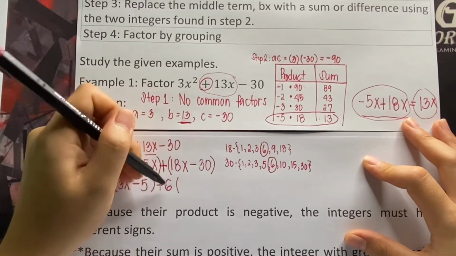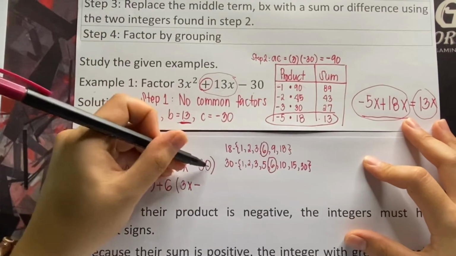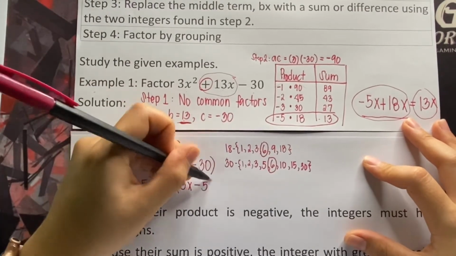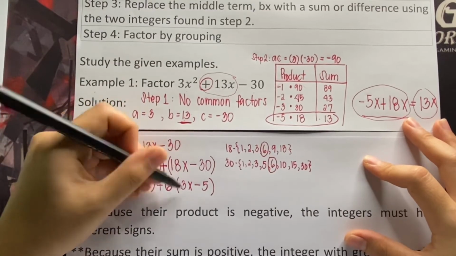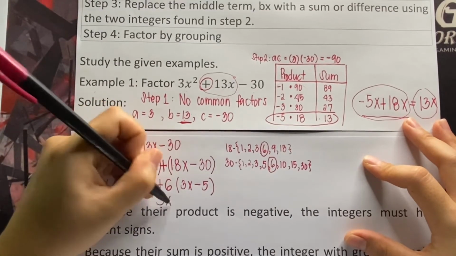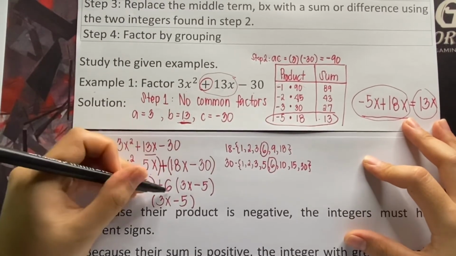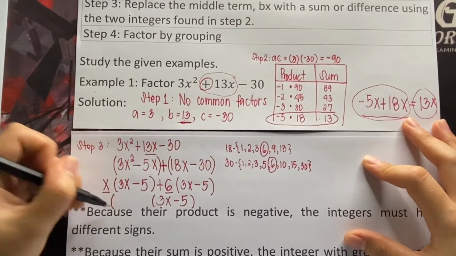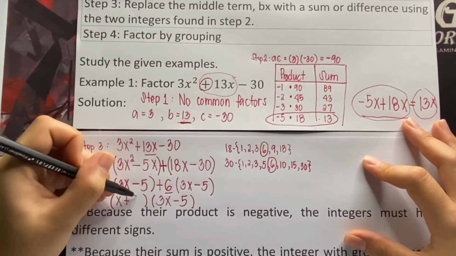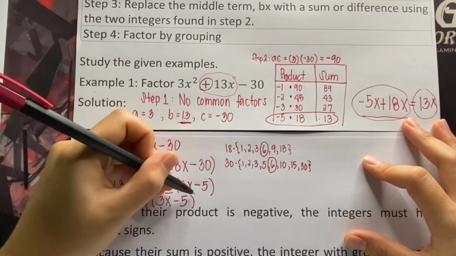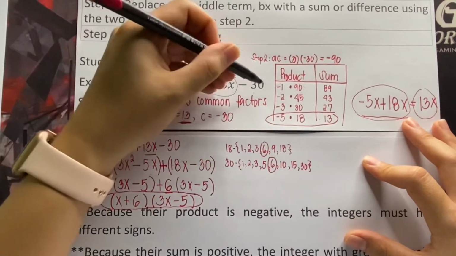Okay. 18x divided by 6, 3x. Minus 30 divided by 6, 5. Dapat parehas ng dalawang quantity. 3x minus 5. So, as 1 na yan. Then, yung dalawang finactor out mo, x and 6, pagsasamahin, combine together, becomes x plus 6. And that is the factorization of this one.